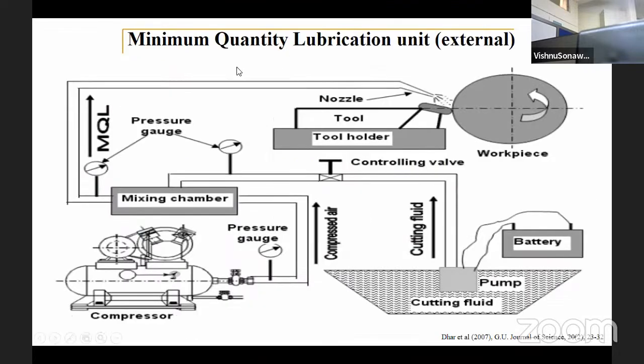See, this is one minimum quantity lubrication unit. This is an external system, the combined system of hydraulic and pneumatic systems. First there is the compressor. In this compressor we can store the maximum amount of air, which is hot, humidified air, and this air will be cooled, and the pressure will come down to 6 to 8 bar.